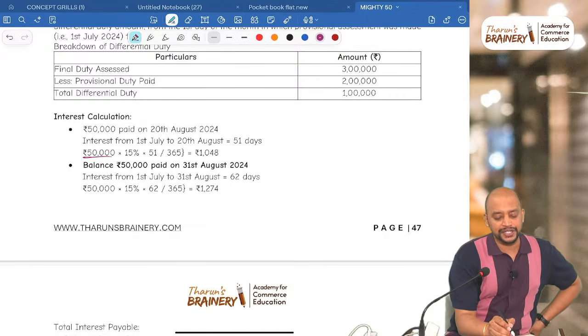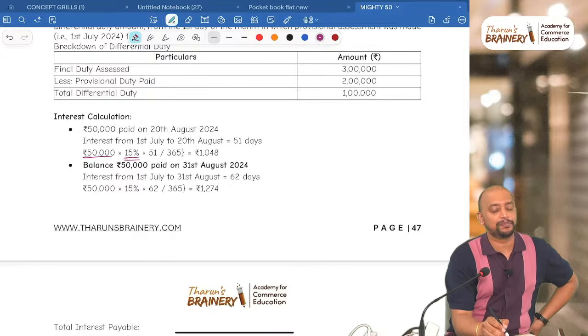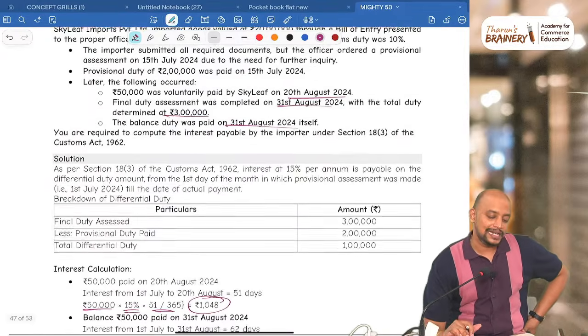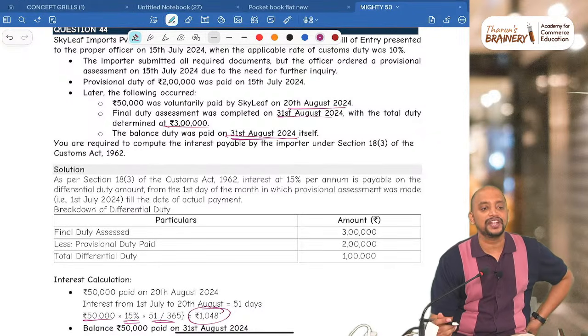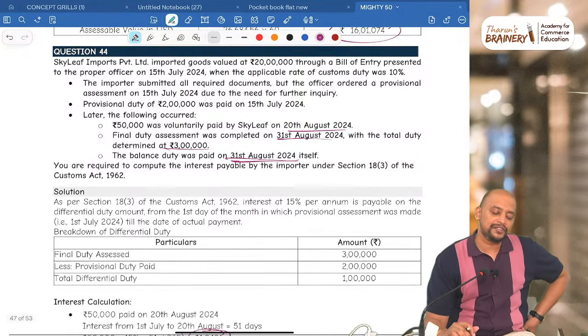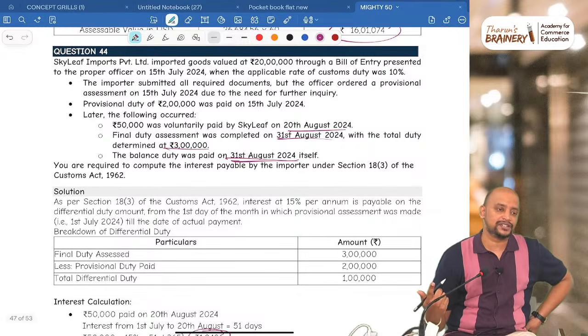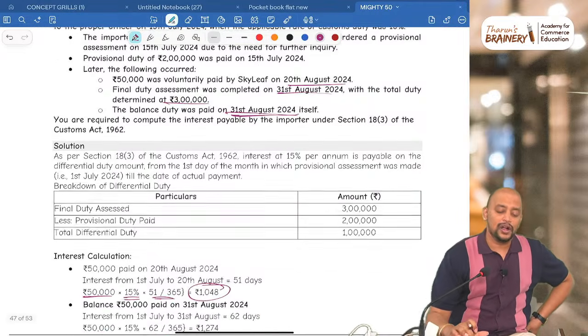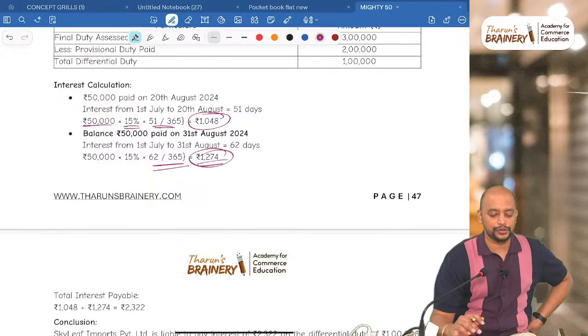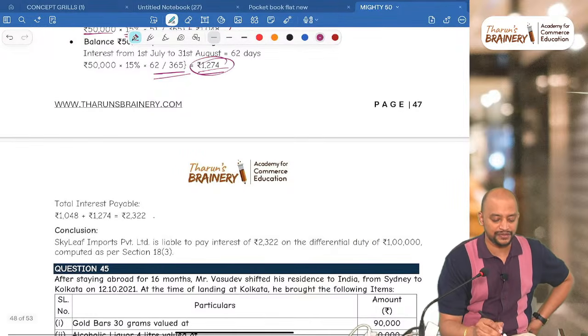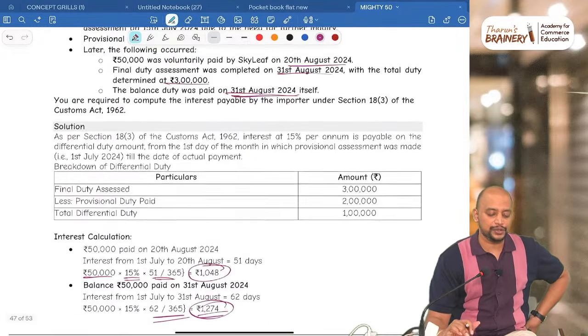So 50,000 into rate of interest 15% per annum into 51 by 365, 1,048 rupees. Next, the balance was paid on 31st August. What is the balance? 50,000. So you need to count from when to when? 1st July to 31st August. So July 31 days, August 31 days, 62 days. So 1,274. So total 1,048 plus 1,274, 2,332 we need to pay.